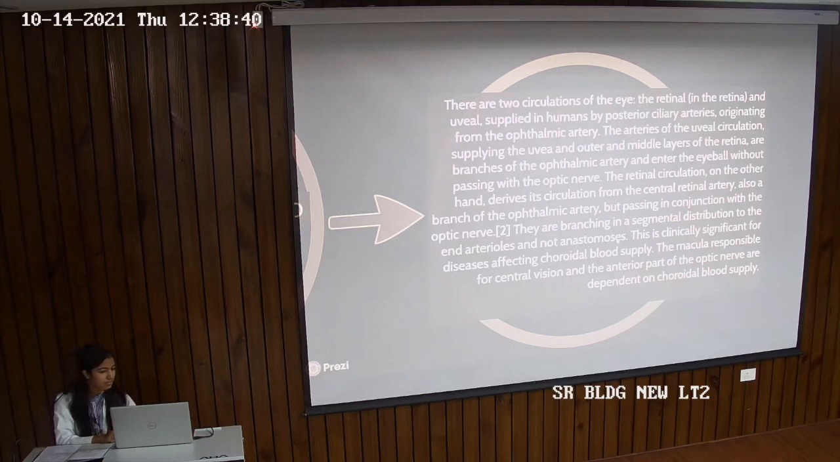The short ciliary arteries are 20 in number, and the long ciliary are 2 in number. Mainly the choroid is supplied by the short ciliary, and the ciliary body and the iris are supplied by the long ciliary artery. This is the branching in a segmental distribution to the end arteries; they do not anastomose. This is clinically significant for disease affecting choroidal blood supply.